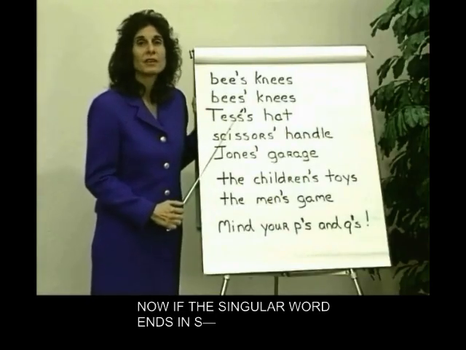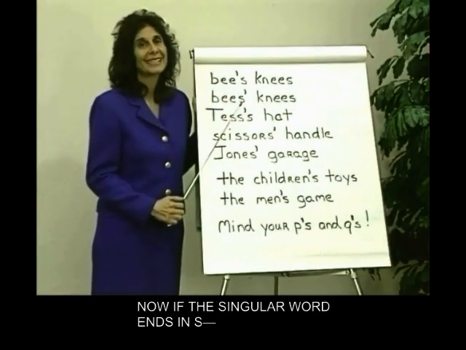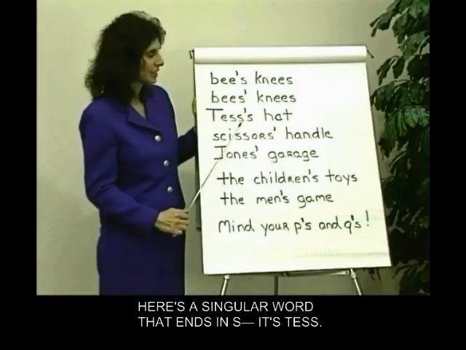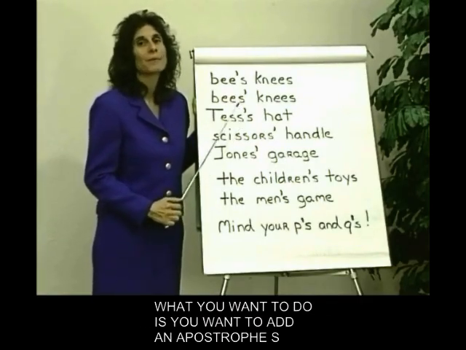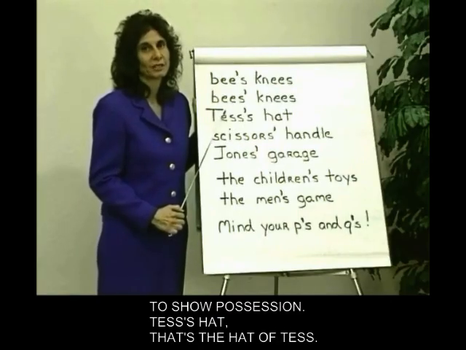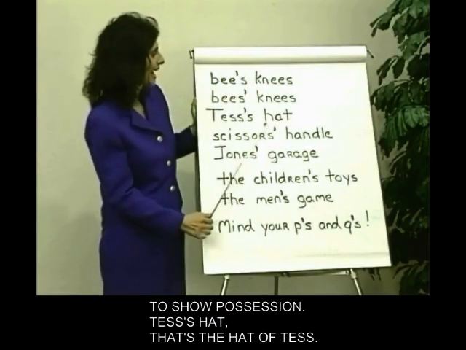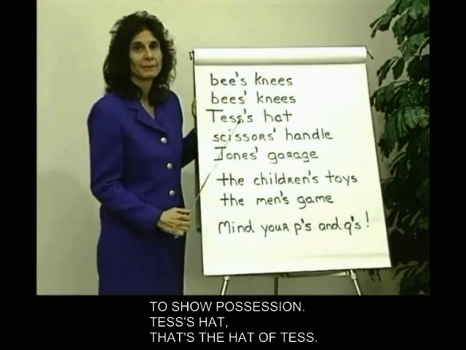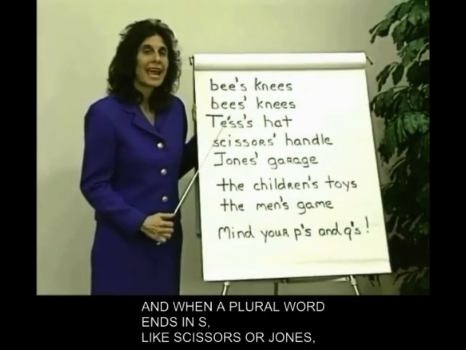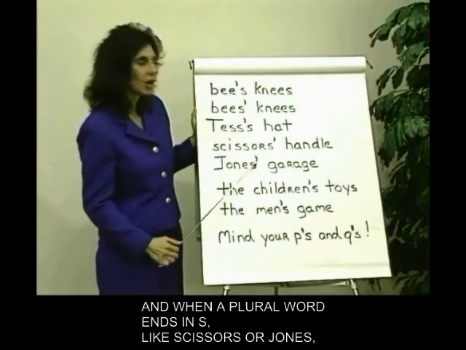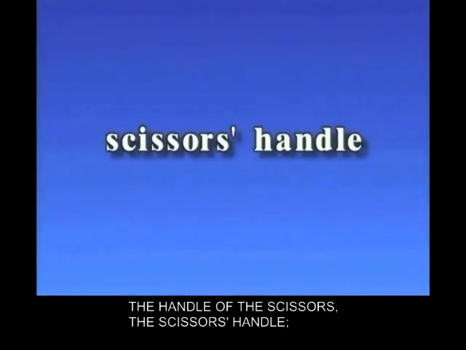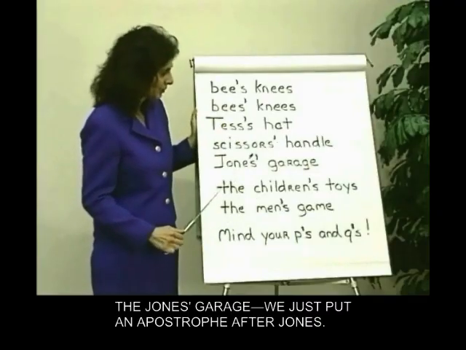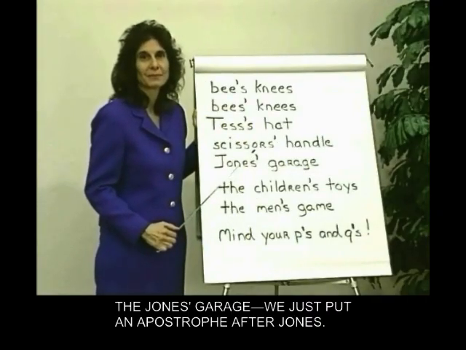Now, if the singular word ends in S, here's a singular word that ends in S, it's Tess. What you want to do is add an apostrophe S to show possession. Tess's hat, that's the hat of Tess. And when a plural word ends in S, like scissors or Joneses, you just add an apostrophe. The scissors' handle. The Joneses' garage, we just put an apostrophe after Joneses.